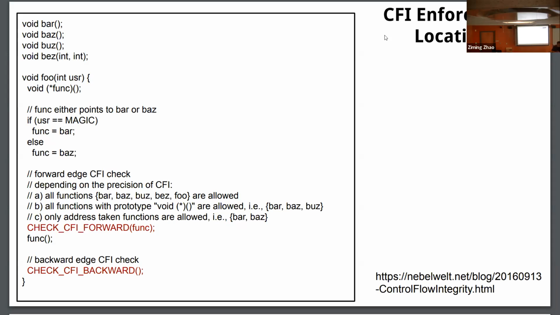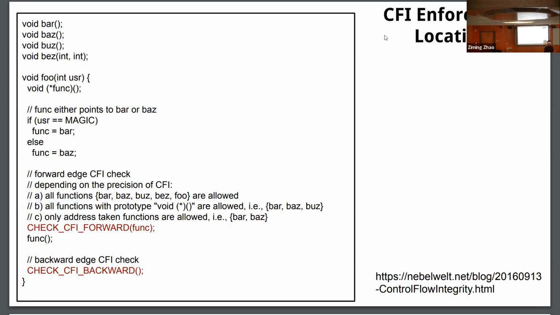You said context is needed. Where exactly do you need the context? We have the context: bar and bans, the valid functions. Yes, here the context means that when the user is magic, the legitimate destination should only be bar. It cannot be bans. Right now, it only checks whether the function is bar or bans, but the context is missing.